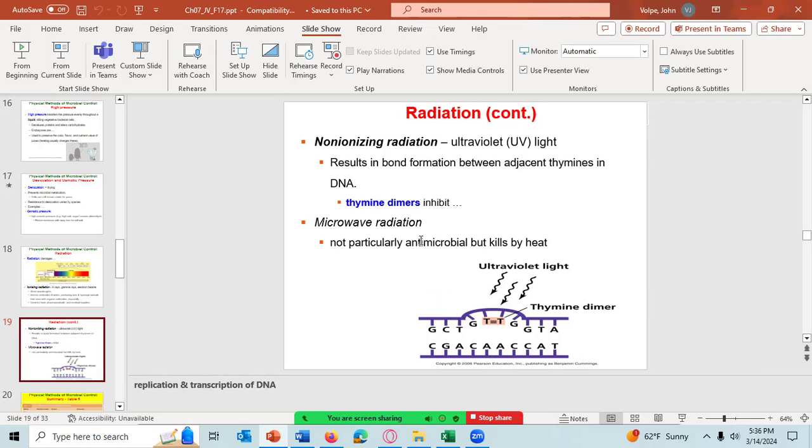I should warn you that non-ionizing radiation also involves visible light, microwaves, and maybe heat. All of these do not directly cause damage to DNA and then kill cells. Microwaves in particular are not very antimicrobial, but microwaves do generate heat. And because of that, microwaves can kill cells by the heat. And then, of course, heat can also kill cells.